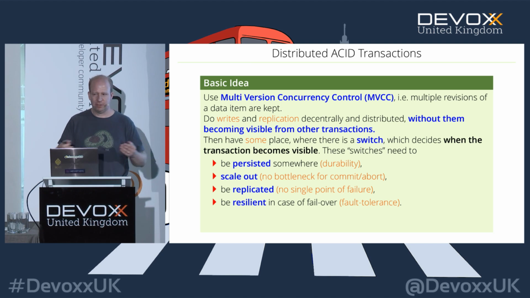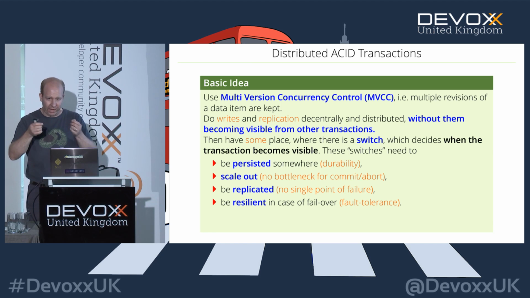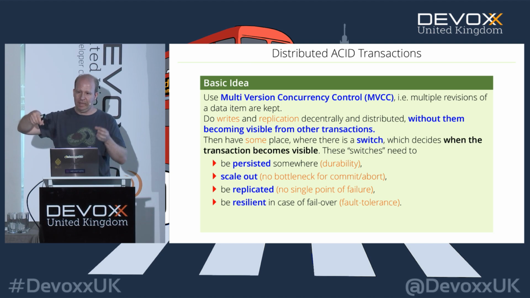It must be a scalable system such that you can run multiple transactions. This very switch has to be replicated as well. So again, you need consensus about the copies of that switch. And it has to be resilient in case a machine fails. You don't lose the information as to whether the transaction has committed.